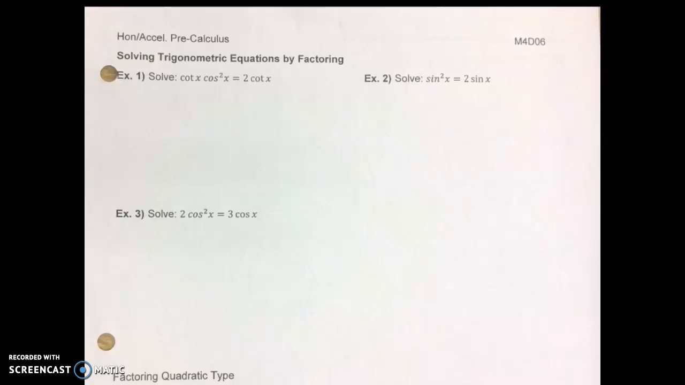Okay, today we're solving trig equations by factoring. So we will try to isolate variables, convert, and how we need to create little miniature equations and solve.